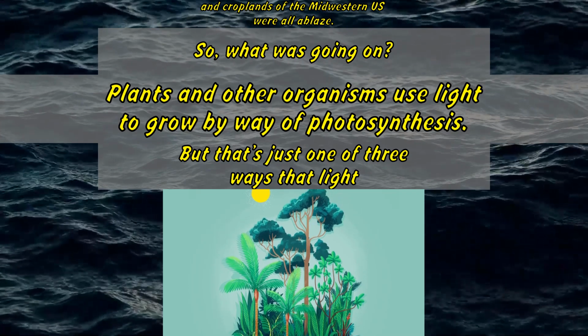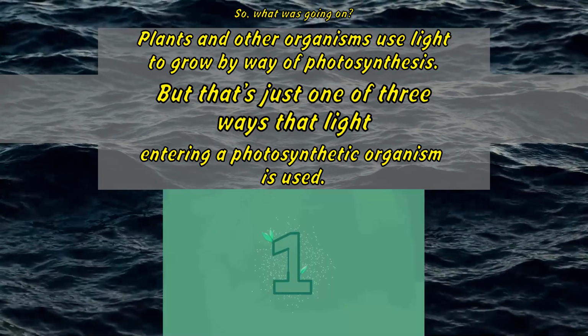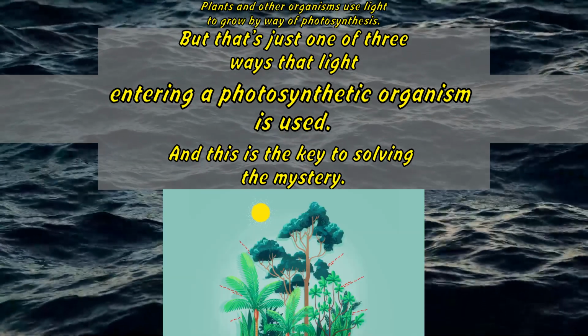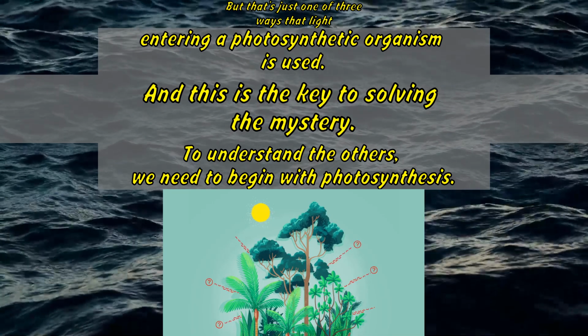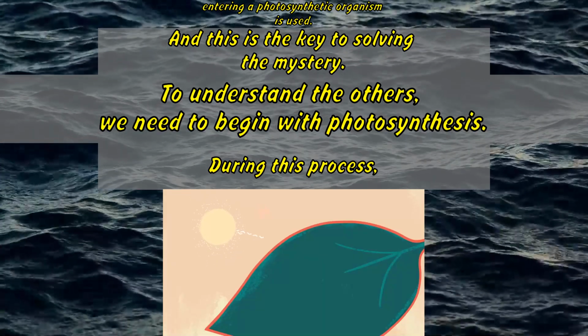Plants and other organisms use light to grow by way of photosynthesis, but that's just one of 3 ways that light entering a photosynthetic organism is used, and this is the key to solving the mystery. To understand the others, we need to begin with photosynthesis.